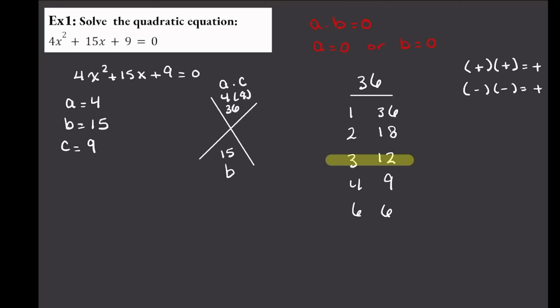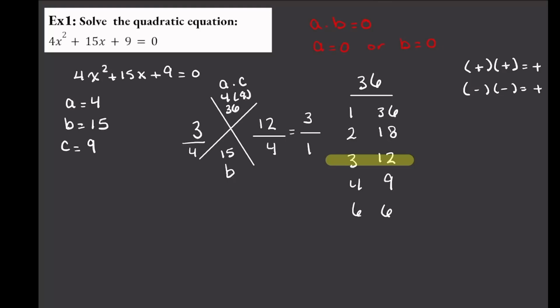After we find our pair that multiplies together to give us 36 and adds together to give us 15, we put the factors right here. Now we need to take into consideration our a. We divide both factors by a, which here is 4, and then we reduce our factors. So 3 over 4 is the simplest it can go. However, 12 over 4, they both go into 4, so that gives us 3 over 1.